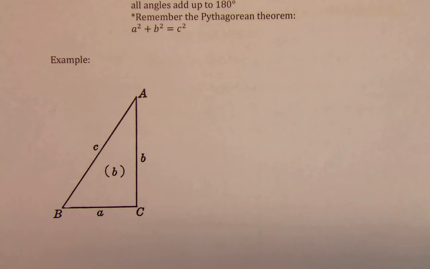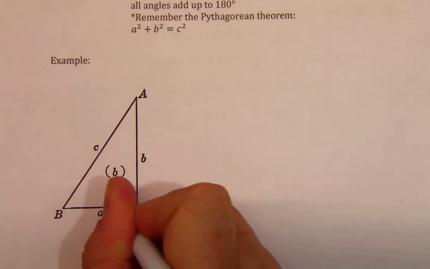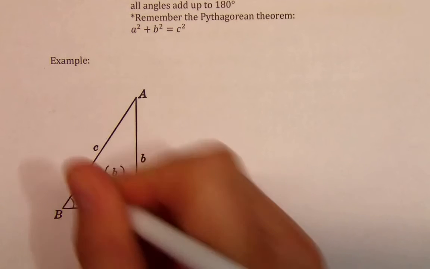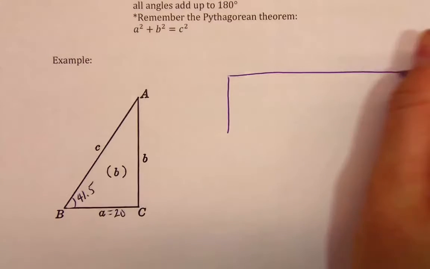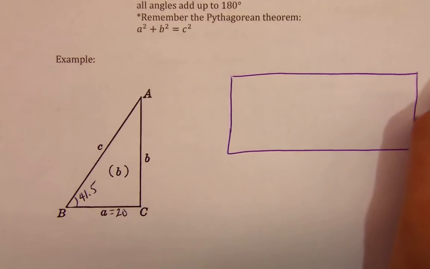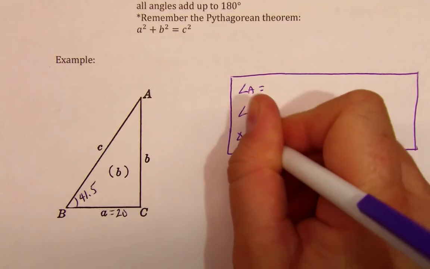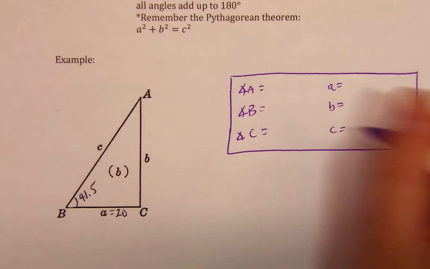Okay, so we have this triangle right here, and we're given some information. So let me tell you what you're given. You're given that A is equal to 20 and that angle B is equal to 41.5. Okay, so we need to solve for the rest of the given information. So I'm going to go ahead and set up my box. Angle A, angle B, and angle C. Side A, side B, side C.